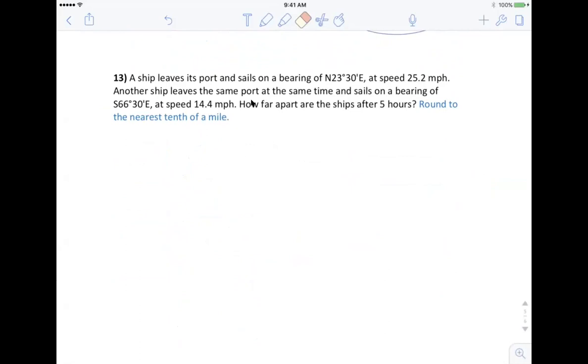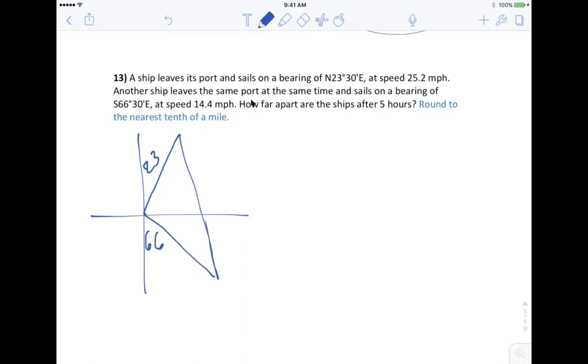All right, and this next one, let's start fresh here. I was kind of playing around with the pictures earlier. This one, we have one ship going 23 degrees northeast. That would be there, or there's that 23. Right, I'm just going to put 23 for now. And then south, 66 east. 66.